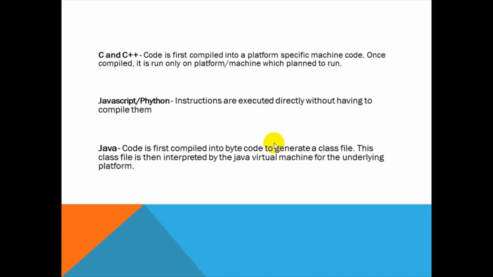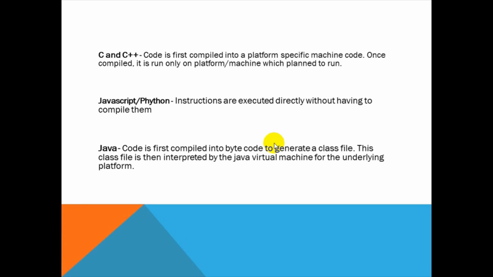C and C++ are compiled languages. Code is first compiled into platform-specific machine code. Once compiled, it can run only on the platform or machine it was compiled for. Whereas in Java or Python, instructions are executed directly without having to compile them. Java uses a combination of both techniques.